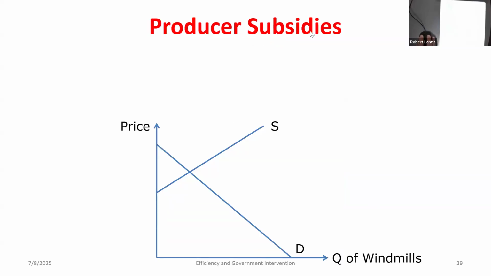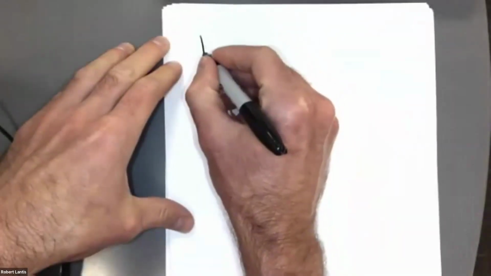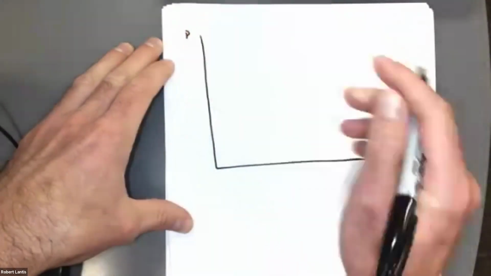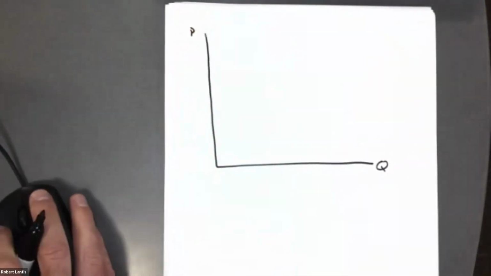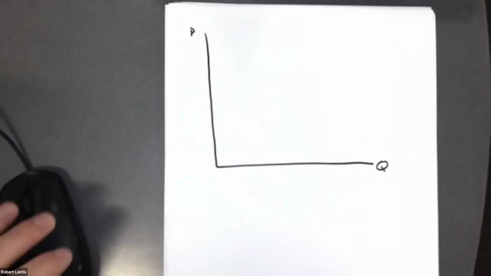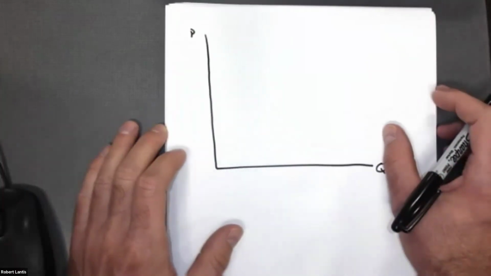We'll now go through and talk about subsidies. I've got some graphs in the slides, but I always like to do subsidies by hand first because it's a little bit trickier. Here's the way that I want you to think about subsidies, and if we have time, I'll draw it out the other way.